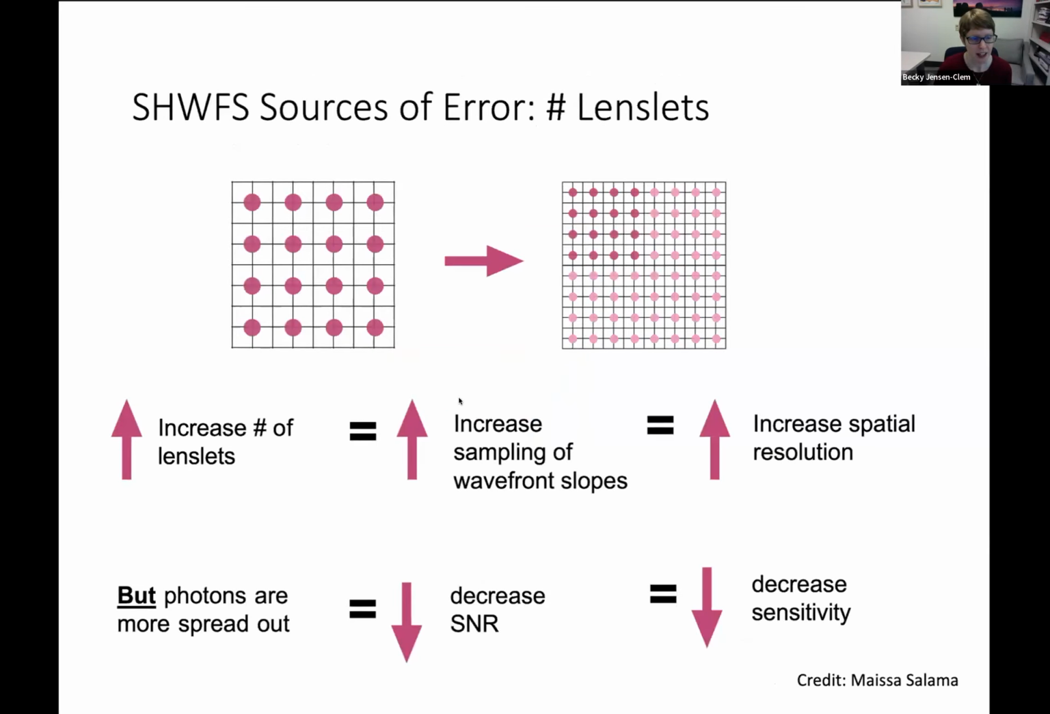For one, if you're designing a new Shack-Hartmann wavefront sensor, you can decide how many lenslets you want to have. In the previous example, you might say, well, if my wavefront is going to be saturated, maybe I can just increase the number of lenslets, and have more and smaller lenslets. If you increase the number of lenslets, you are in fact increasing the sampling of the wavefront slopes, which increases the spatial resolution of your wavefront sensor. But you're still dealing with the same number of photons as before, and so that decreases the signal to noise on the wavefront reconstruction, and it therefore decreases your sensitivity.